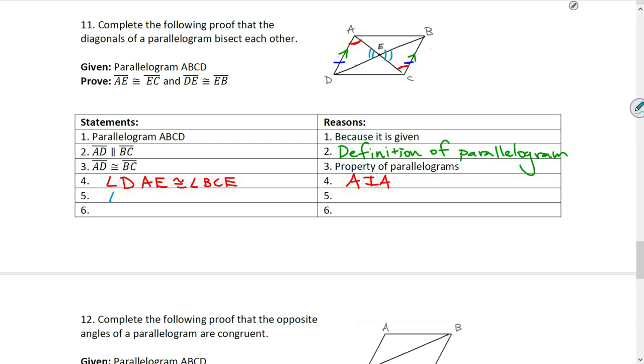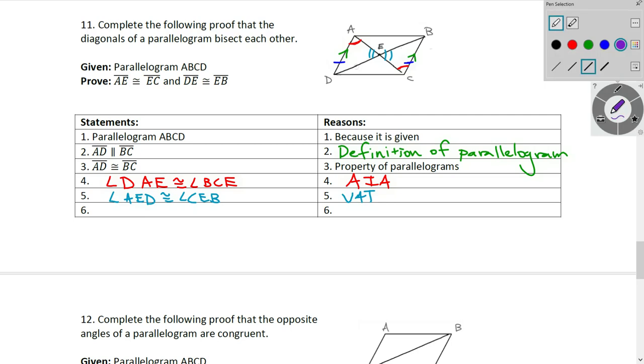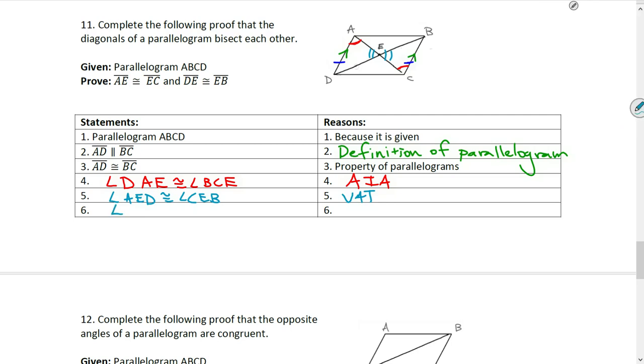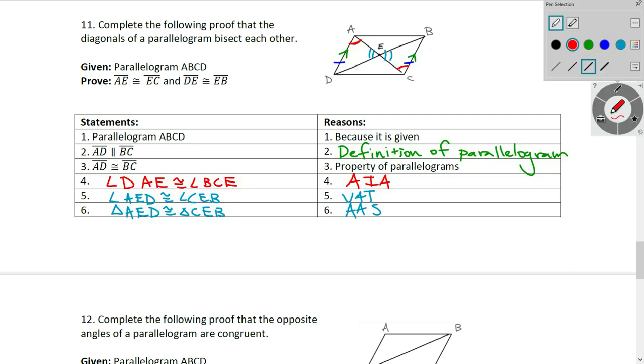Okay, so you could say angle AED is congruent to angle CEB by the vertical angles theorem. Okay, so going this path, I now have triangle AED is congruent to triangle CEB. Looking at the two triangles, I have two angles and a side not in between, so it's by angle, angle, side. Now notice that if you did choose the two alternate interior angles, you would have ended up with angle, side, angle.